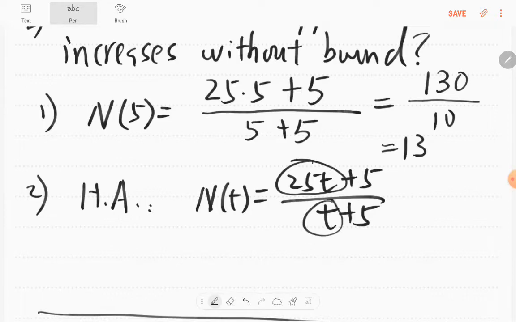So the horizontal asymptote is y equals 25 over 1, so it's equal to 25. That means with a long time of on-the-job training, n will approach 25. In other words, on the average, a new employee can assemble 25 components after very long on-the-job training.